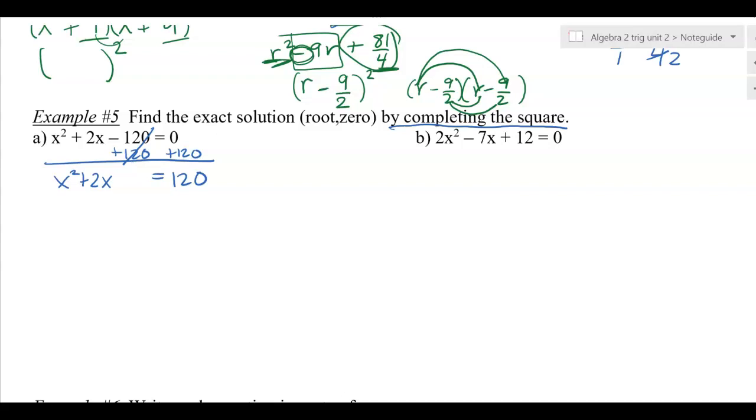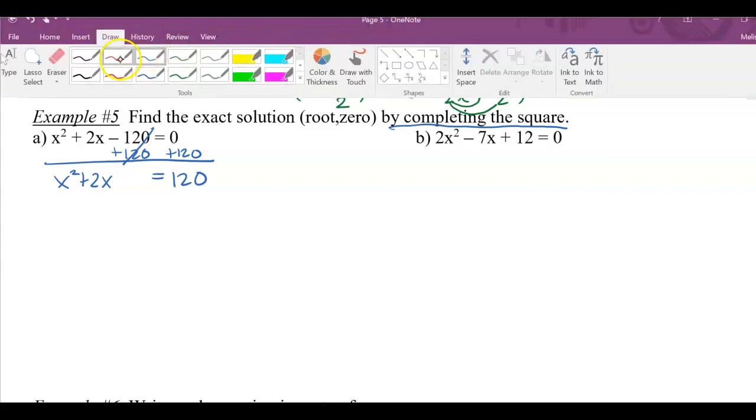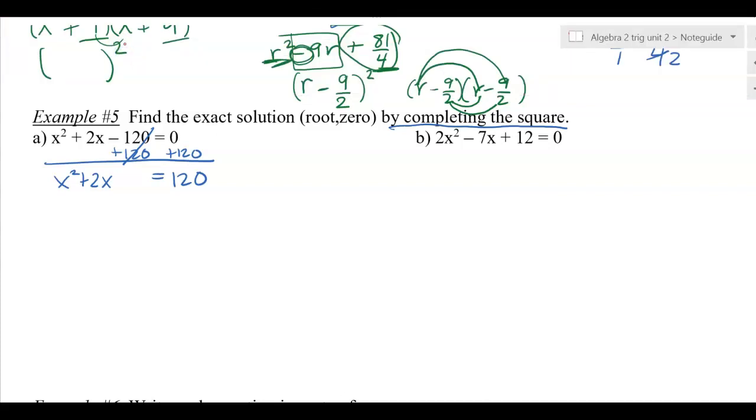Okay? So now I'm going to do what we did above. I'm going to figure out what number should be there if I want it to be a perfect square. Okay? So what number should I put here if I want this to be a perfect square? What's that? 1. Do you guys agree with her? How is she getting 1?